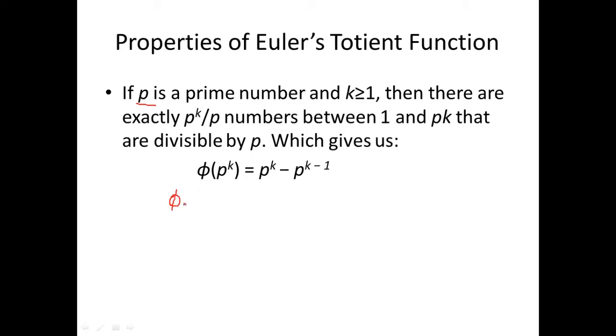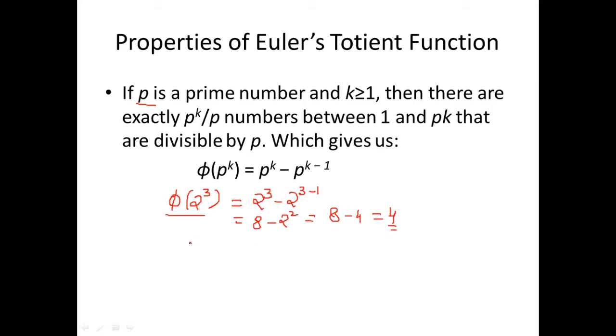Let's consider this example. p is a prime number, so we'll take 2. We'll raise it to the power 3, wherein k should be greater than or equal to 1. So 3 is greater than or equal to 1. It satisfies that. So what they say is the count is equal to 2 power 3 minus 2 power 3 minus 1. So this is nothing but 2 power 3 is 8, minus 2 power 3 minus 1 is 2 squared, that is equal to 8 minus 4. So we get the result 4.